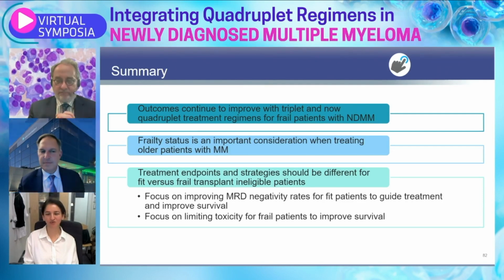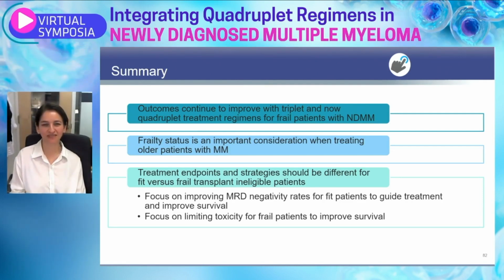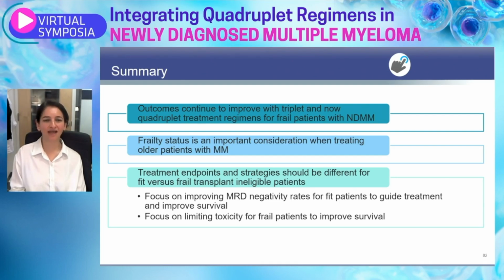So just to summarize what we've talked about, outcomes continue to improve. Triplets, I think, are certainly standard. And with the data that you've seen at ASCO and EHA, quadruplets are really taking hold. And there's data now to show modified dosing with the quadruplets also.